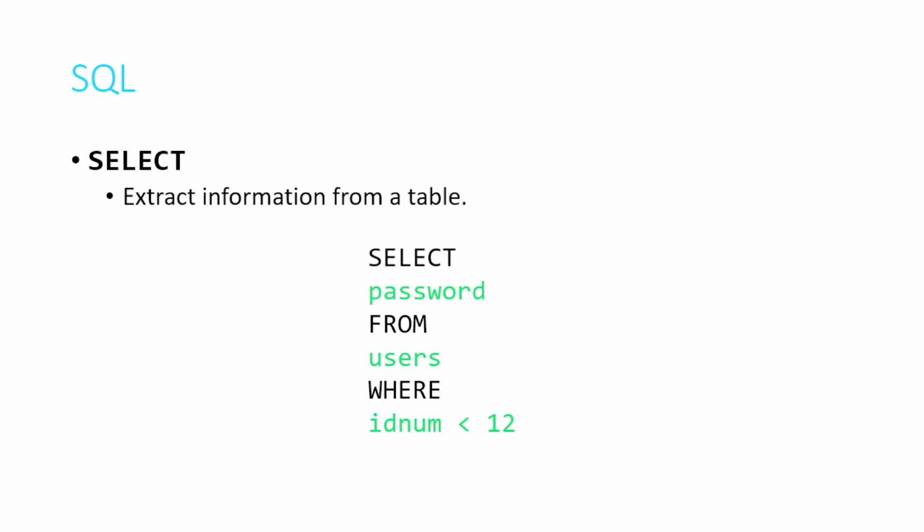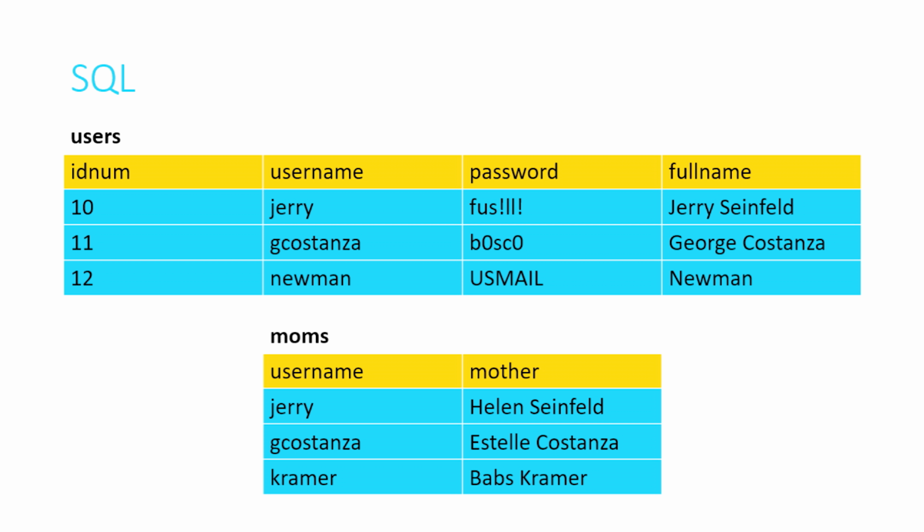Select password from users where ID num is less than 12. So now I'm adding a predicate or a condition to my select query. What's going to happen here? Well, I'm going to get this information. This is just the password column from the users table where the ID number in that row is less than 12. So only rows 10 and 11's password get given back to me. 12's does not, because 12 is not less than 12.